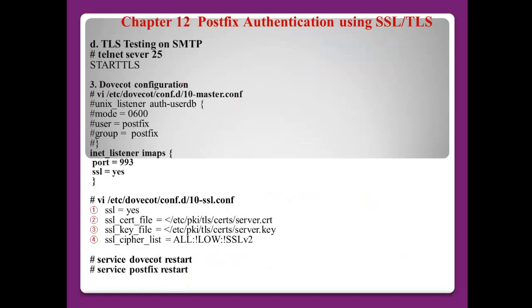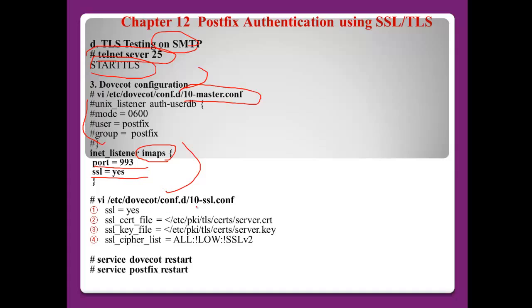No, like this. And testing on the SMTP, so telnet server 25. Here we can find this kind of string, STARTTLS, which means SMTP supports TLS. In Dovecot, if you want to support TLS, open the file master.conf. Here, uncomment this line and activate IMAP-S, for example the IMAP-S port number and ssl yes, and POP3 is the same.